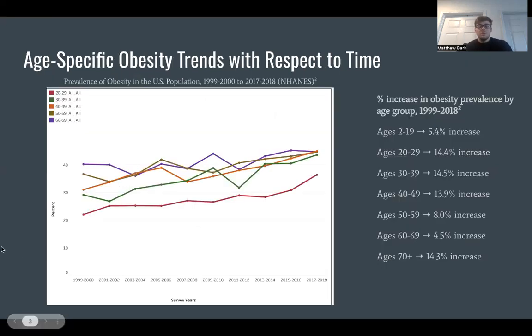This slide shows how obesity prevalence has changed over time across all age groups. Looking at the graph, you could see a gradual increase in obesity prevalence over time across all age groups, according to the National Health and Nutrition Examination Survey. The survey showed that the greatest increase in obesity prevalence occurred among Americans aged 30 to 39 years old, although similar increases were also seen among Americans aged 20 to 29 years old and aged 70 plus.